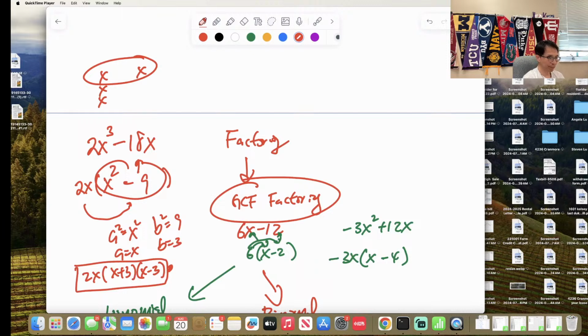Are we okay here? Next one: 10x cubed plus 4x squared minus 6x. I want you to factor this.